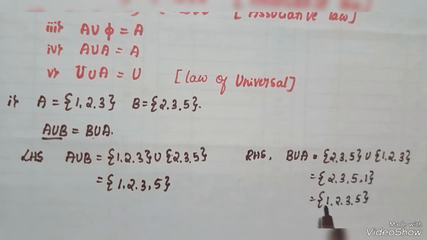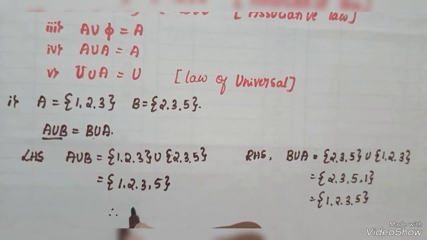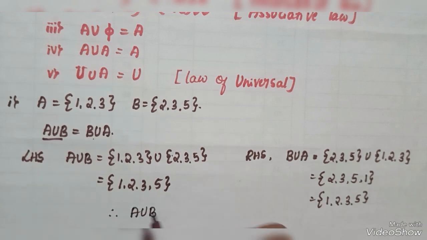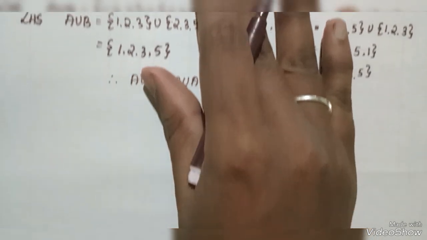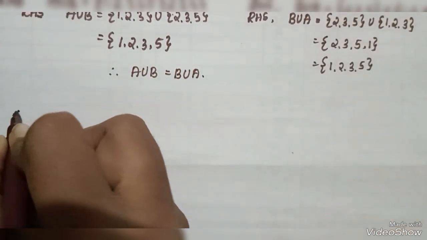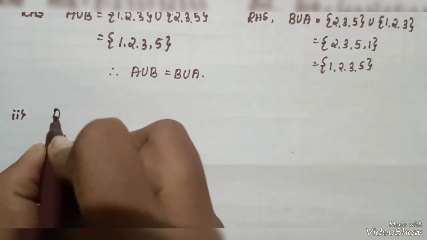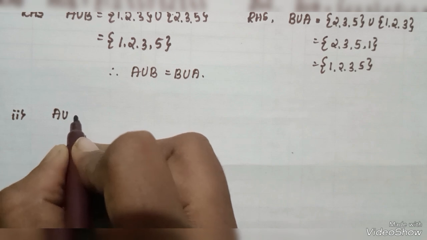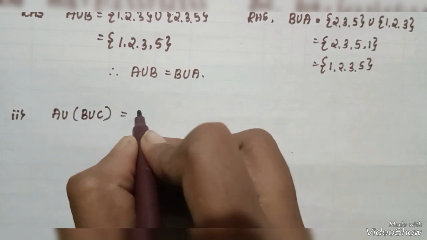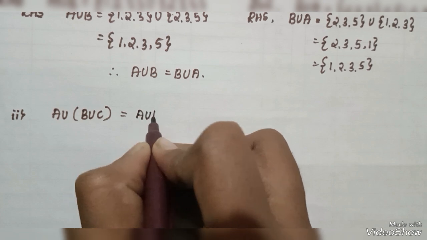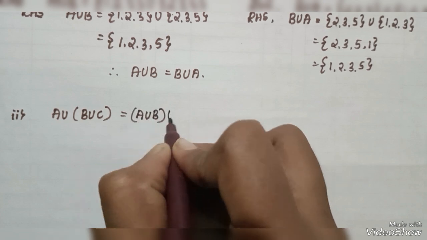Here LHS and RHS are the same, therefore A union B is equal to B union A. The first law is satisfied. Okay, again I have to check the second law, that is A union (B union C) is equal to (A union B) union C.